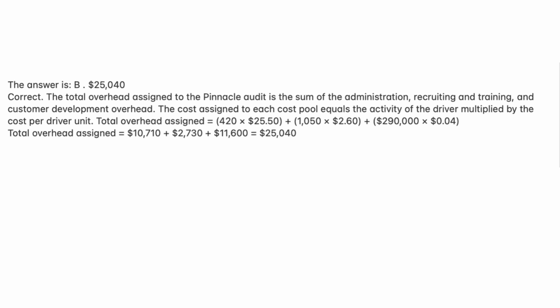$25,040. Correct. The total overhead assigned to the Pinnacle audit is the sum of the administration, recruiting and training, and customer development overhead. The cost assigned to each cost pool equals the activity of the driver multiplied by the cost per driver unit. Total overhead assigned equals 420 times $25.50 plus 1,050 times $2.60 plus $290,000 times 4 cents. Total overhead assigned equals $10,710 plus $2,730 plus $11,600 equals $25,040.